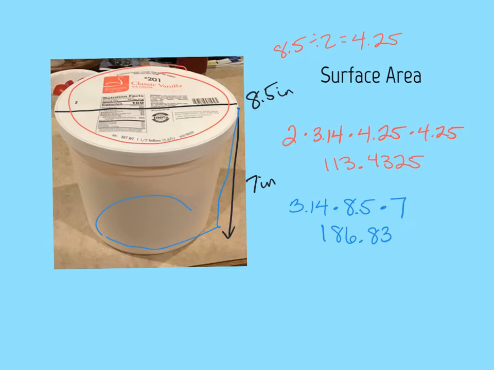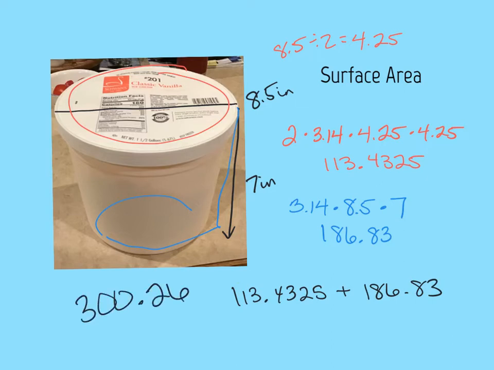Here we go. We'll use black. We're going to do 113.4325 plus 186.83. And I got a grand total of 300, and I'm going to round it to hundredths, 26/100 inches. There is my answer. So you're going to show me a video of you doing that.